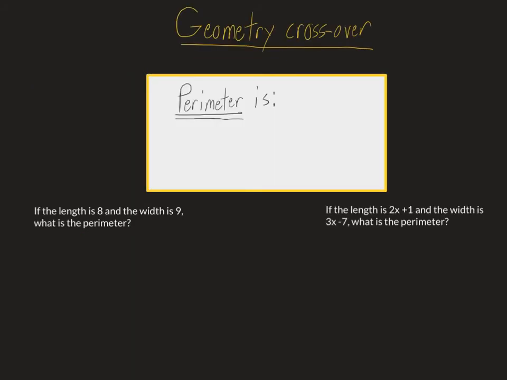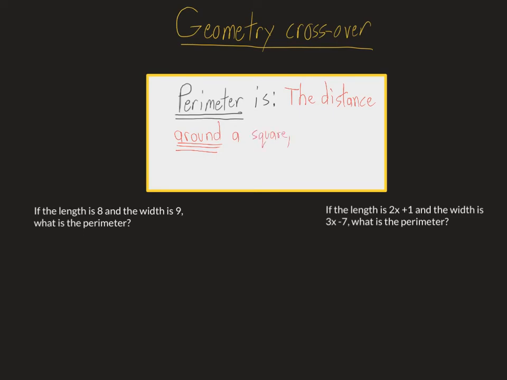Okay, let's do a little bit of a geometry crossover here. We've been pretty narrowly focused recently on whatever we're doing in each unit, but we should be bringing in some other stuff. So let's remember perimeter. Hopefully that sounds vaguely familiar. Perimeter is distance around, that's the important piece of perimeter, around.